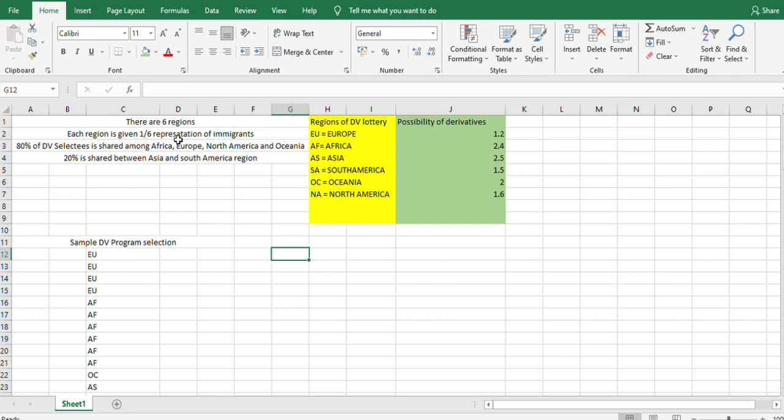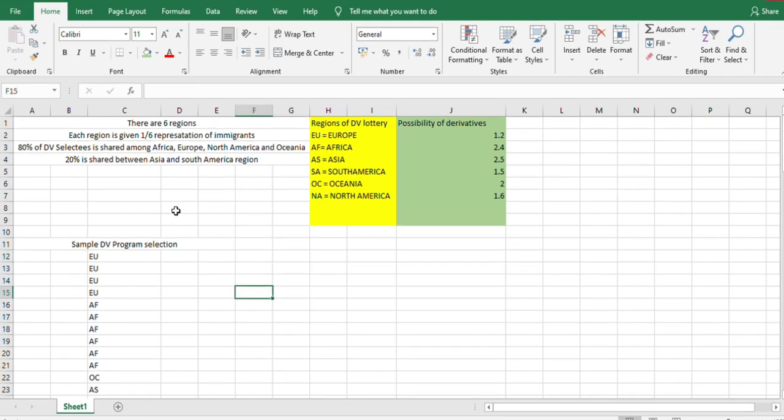Each region is given 1/6 of the total immigrant representation. And remember, the immigrants come to the United States through various means, not only the DV lottery program. They can come through family, through work, and also through the DV lottery program. The 1/6 representation of the total immigrants of every region is obtained from data from the past 5 years.